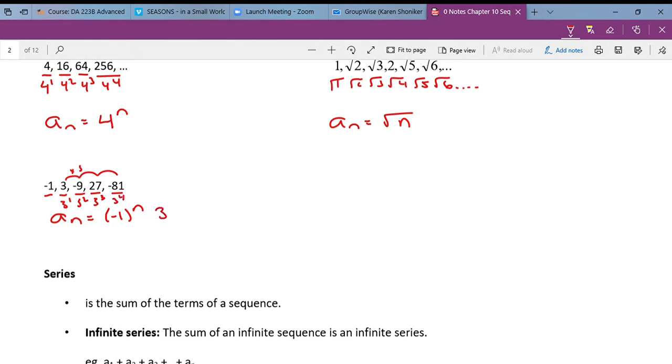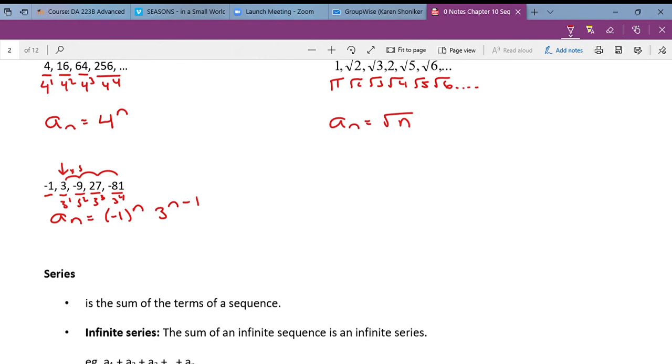So I can't just do 3 to the n, because if I did that, then I couldn't start my sequence at 3. But if I put 3 to the n minus 1, then when I put in n is 1, I get 3 to the 0, which would give me the 1. And then I would put in 2, and that would give me 3 to the 1, and then I would get the right sequence.